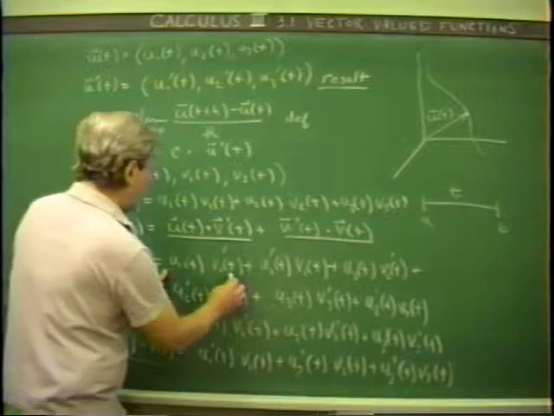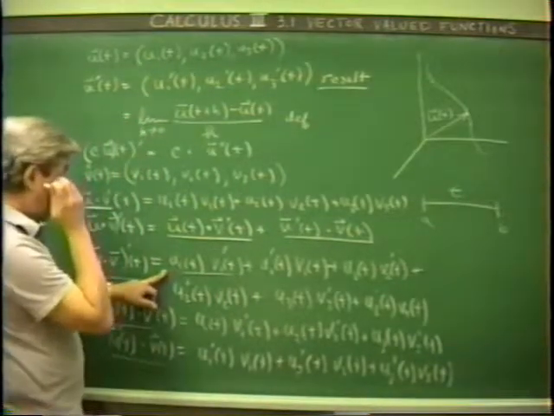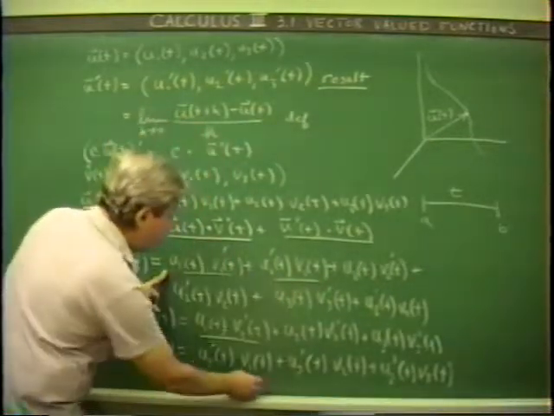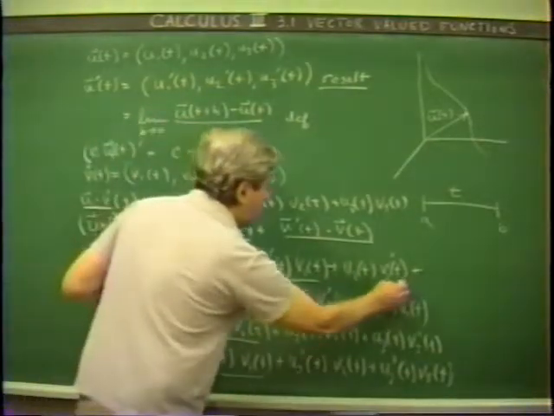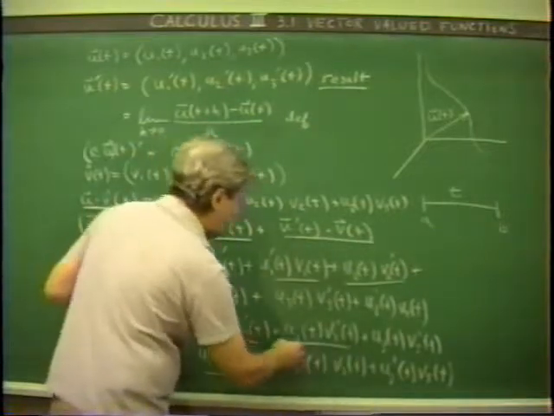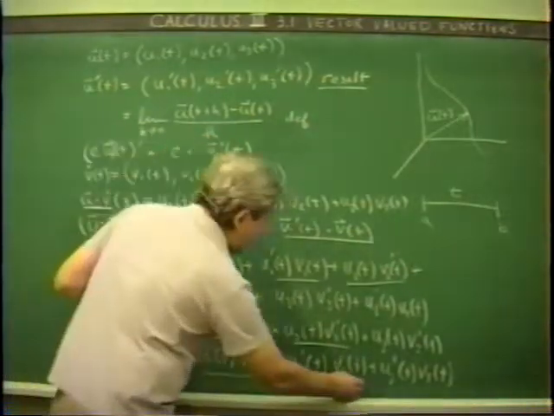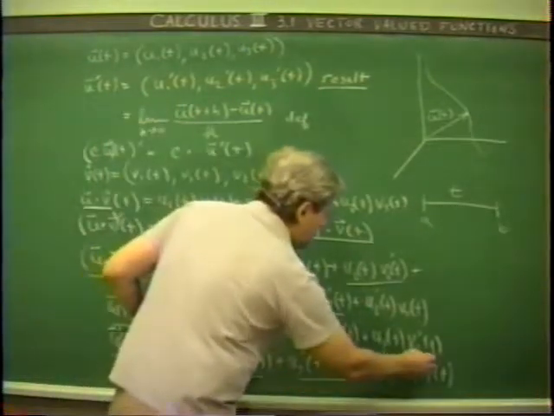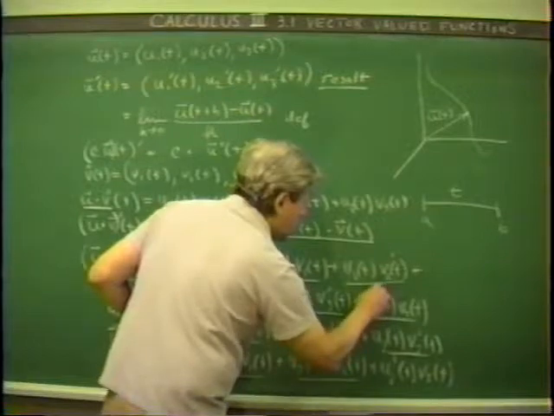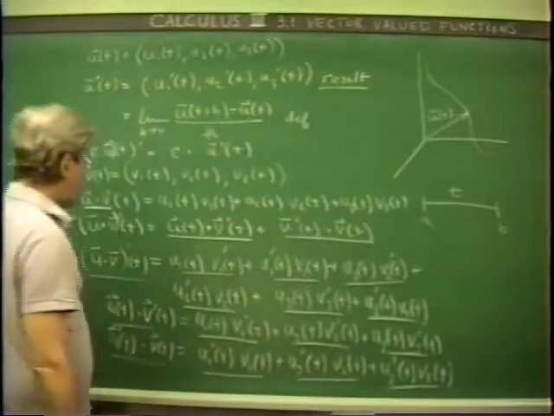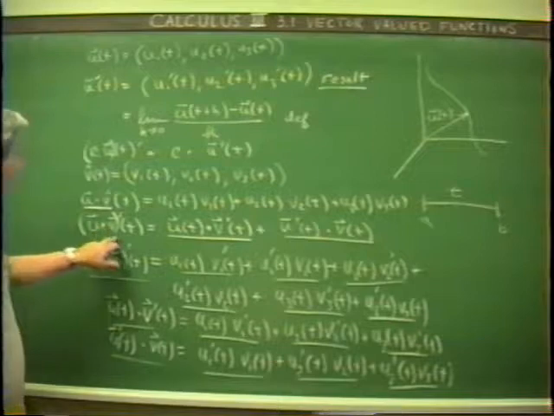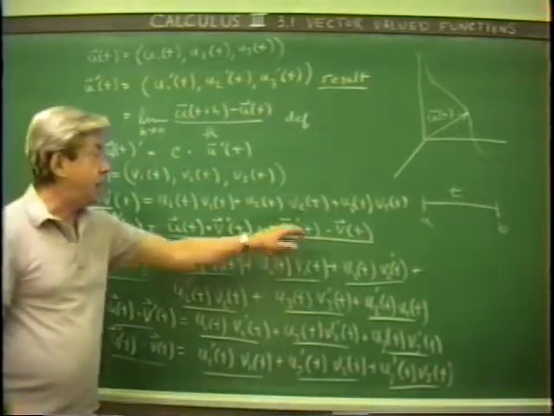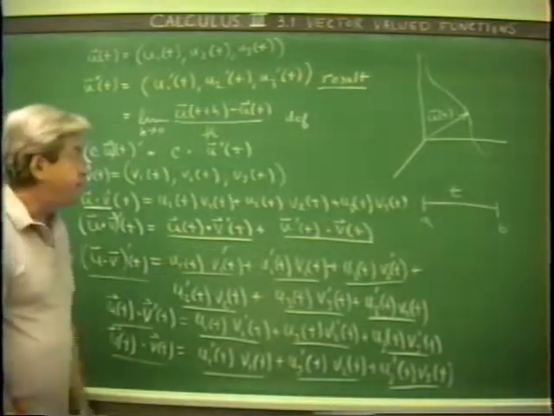Well, here we've got u1 v1 prime. Here we've got u1 v1 prime. Here we've got u1 prime v1. Here we've got u1 prime v1. Likewise u2 v2 prime and u2 prime v2, and u3 v3 prime and u3 prime v3, each appearing in both. So the answer is yes. The derivative of the dot product is given by the first dotted with the derivative of the second plus the second dotted with the derivative of the first.